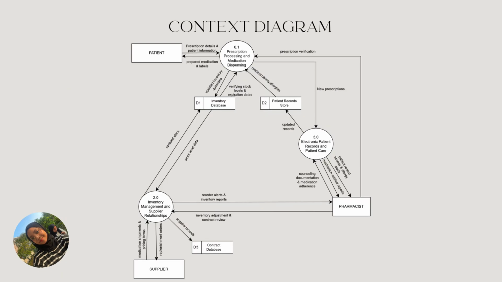Next, let's move to the data flow diagram level 0. Let's go through the process sequentially. Process 0.1 is prescription processing and medication dispensing. This handles the front-end operational loop.